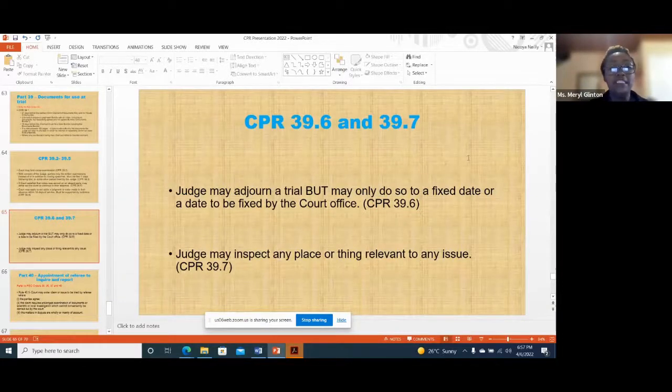And 39.6 and 39.7 provide that a judge may adjourn a trial, but the judge may only adjourn a trial to a fixed date or to a date that would be fixed by the court office. Again, this emphasizes the desire to not have anything adjourned sine die. We're trying to make things move quickly and efficiently. So fixed dates tend to help the parties to do that. Also, it retains the general power that a judge may inspect any place or thing relevant to any issue arising in the claim. So that is the end of part 39.